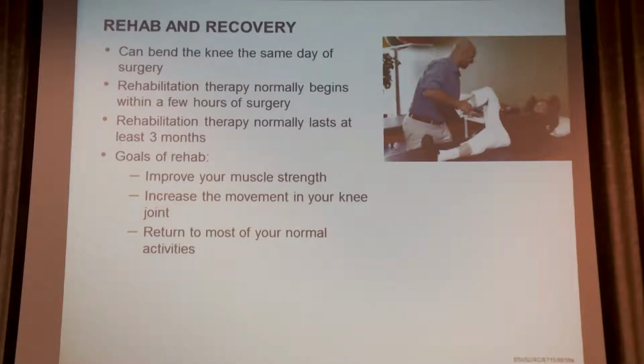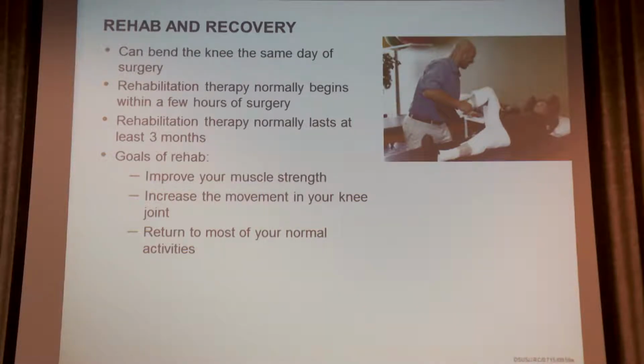I think everybody's a little bit different. Everybody improves at a different rate, and so sometimes it's a little bit longer, sometimes it's a little bit less. The goals of the rehab are to improve muscle strength, increase the movement in your knee, and get you to return to most of the normal activities that you want to be doing. That's a definite goal of this procedure.